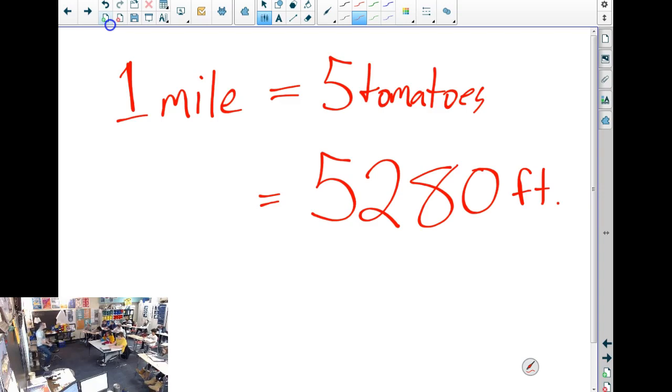A mile is 5 tomatoes. Guys, I could never remember this until somebody told me that. A mile is 5 tomatoes. 5, 2, 8, 0. It is 5,280 feet.